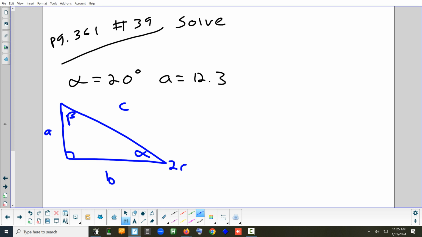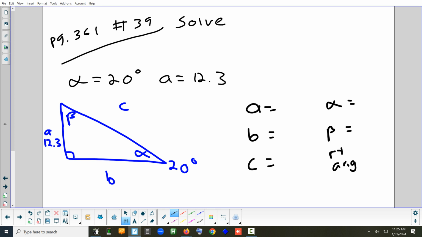So alpha is 20 degrees, and A is 12.3. All right, so off to the side, I'm going to make my table. So A, they give me 12.3. Do they give me B? No. So I need to find B. Do they give me C? Nope. So I need to find C.